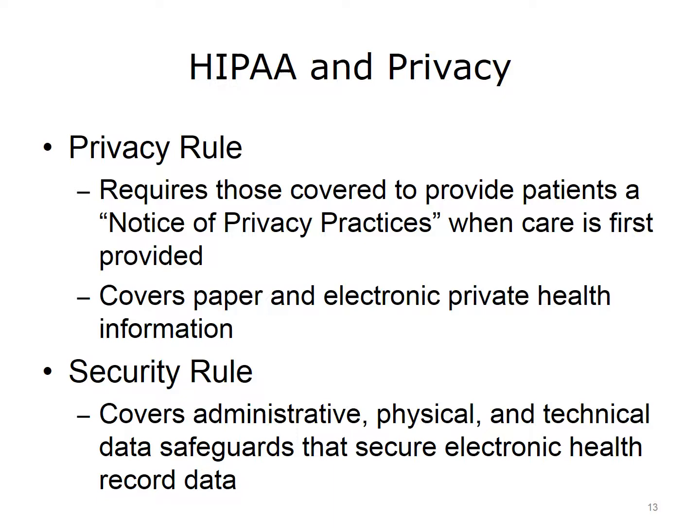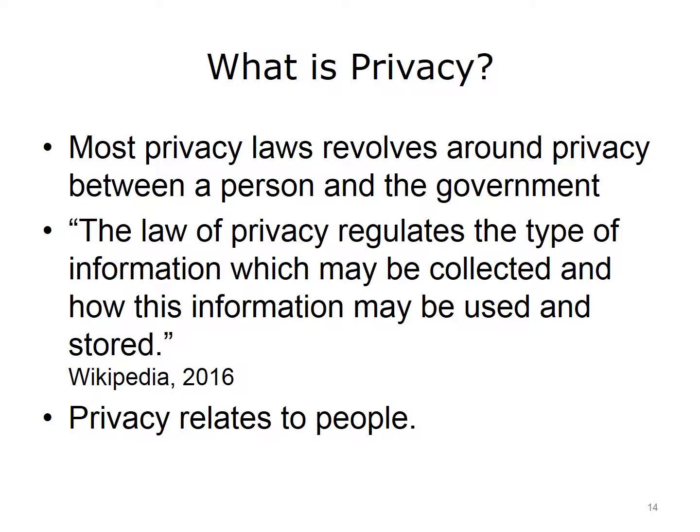HIPAA also incorporates a security rule that goes farther than the privacy rule in that it covers administrative, physical, and technical data safeguards that must be enacted to secure EHR data. All of these should be outlined in the entity's security policy. Most privacy laws revolve around privacy between a person and the government. According to Wikipedia, the law of privacy regulates the type of information that can be collected and how this information may be used and stored. Privacy relates to people. For example, a patient's visit to a doctor is private information.